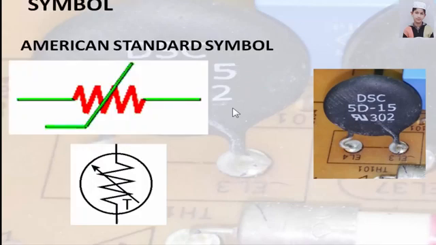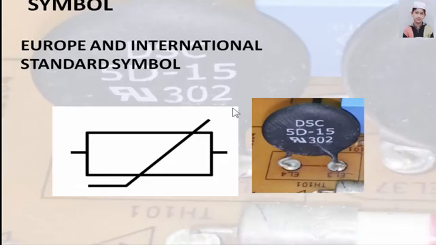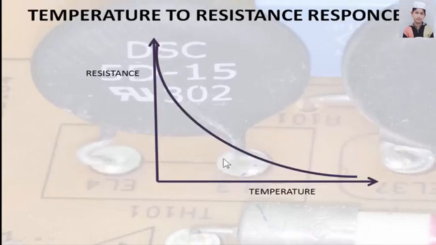It has a symbol in this image. These two symbols are American standard symbols. For resistance, it is near to variable resistance, but it has a line like this. This is the Europe and international standard symbol. When we show in diagram, the left image is European standard or international standard.